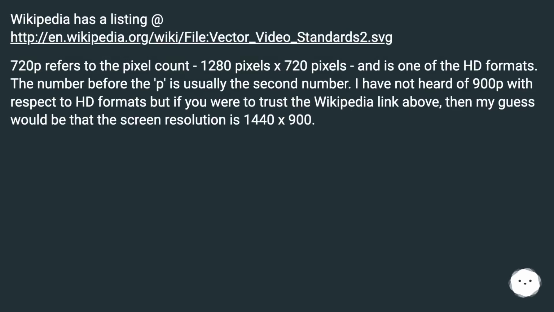720p refers to the pixel count, 1280 pixels x 720 pixels, and is one of the HD formats. The number before the p is usually the second number. I have not heard of 900p with respect to HD formats, but if you were to trust the Wikipedia link above, then my guess would be that the screen resolution is 1440 x 900.